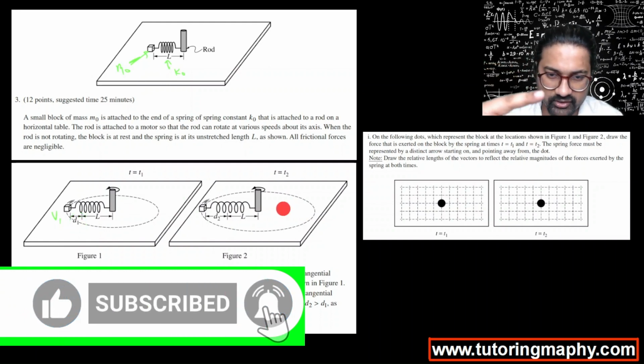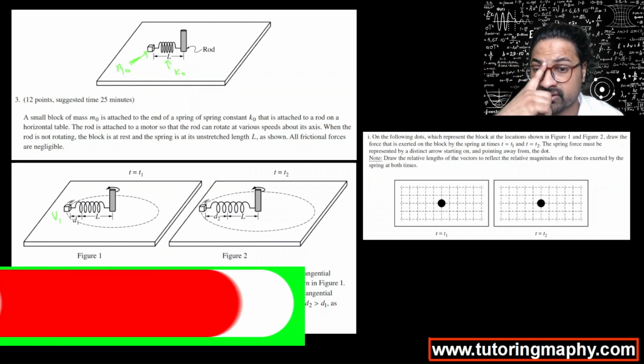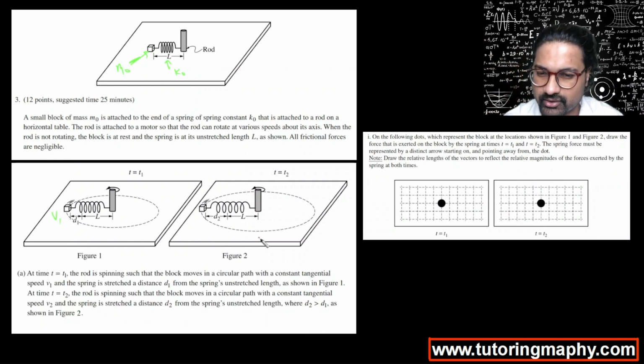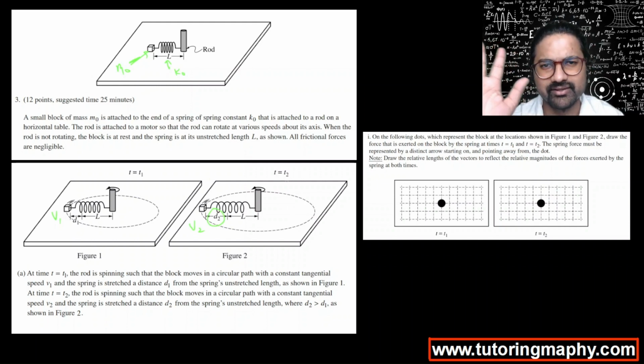Likewise, in figure 2 over on the right side, at time t equal to T1, the rod is spinning such that the block moves in a circular path with again a constant tangential speed V2, with an elongation of D2, and once again we do not know the value of omega, but there is some different omega, which we know for sure is different. We know that D2 is greater than D1, fair enough.